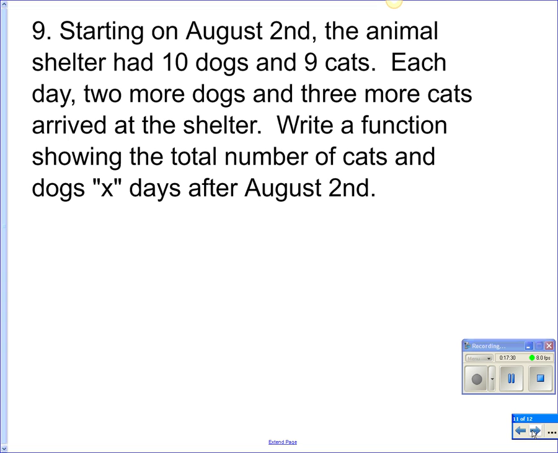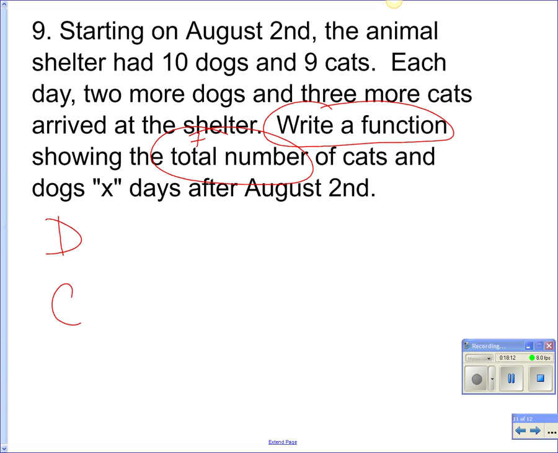Okay, so let's circle what it's asking me to do. So it's asking me to write a function. Okay, so Summer, what is the function supposed to be about, though? The total number of dogs, cats. So total. And Stephen, what does total mean you're going to have to do? Add. Good. Okay, so you're going to have to add. All right, Tyler, what am I going to have to add? What am I comparing in this problem? What are the 2 different things I'm comparing? Good, dogs and cats.